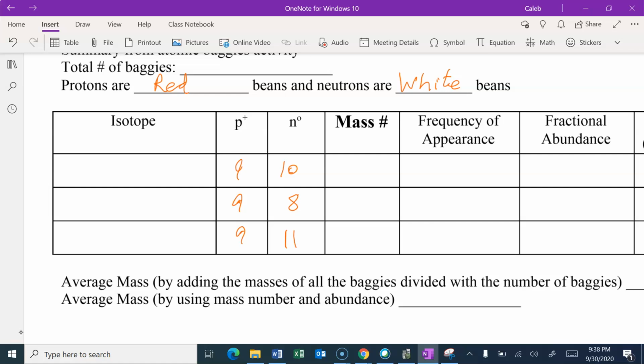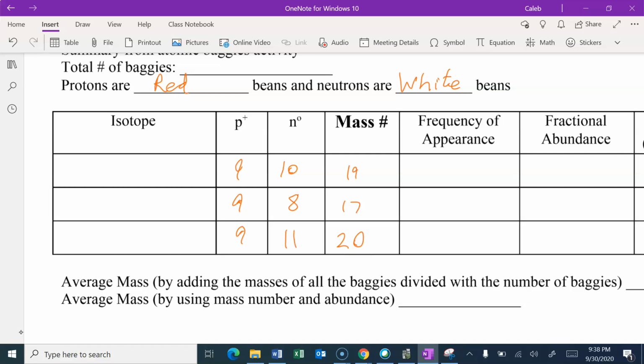Then we added those together to find out what the mass number was. That was the total number of beans. So 9 plus 10 gives us a mass number of 19. 9 plus 8 gives us a mass number of 17. And 9 plus 11 gives us a mass number of 20. So just a reminder of how we find that, and then we would write the isotope name.